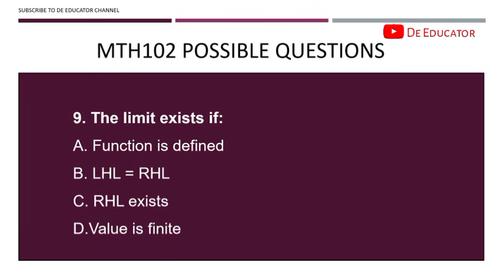Question 9. The limit exists if... once you see this kind of question, just know it's a bonus question and you should know what it means. The correct answer is B: the limit exists if the left hand limit is equal to the right hand limit. This one is a bonus question.